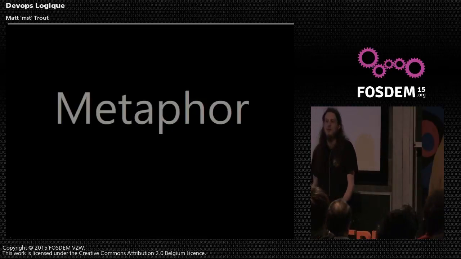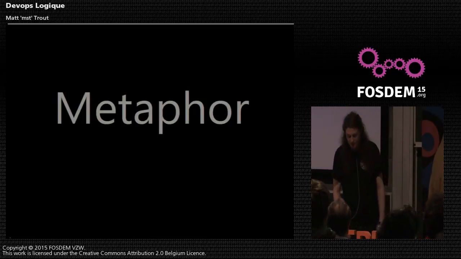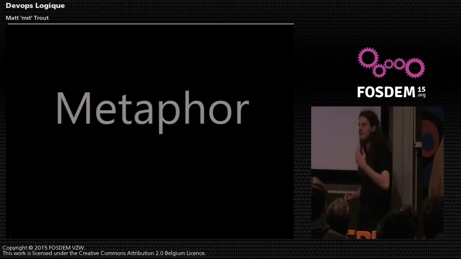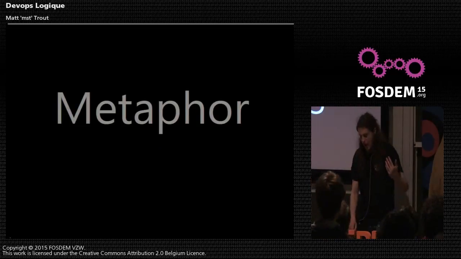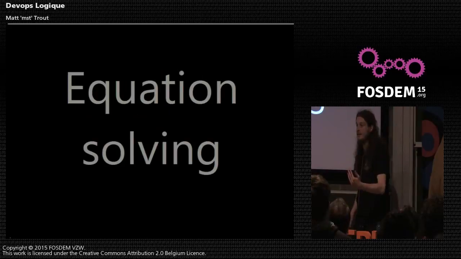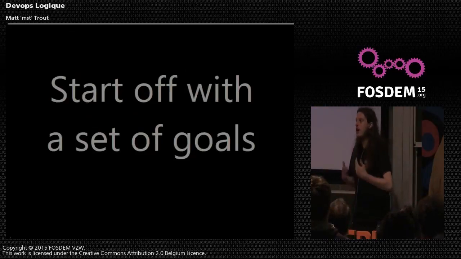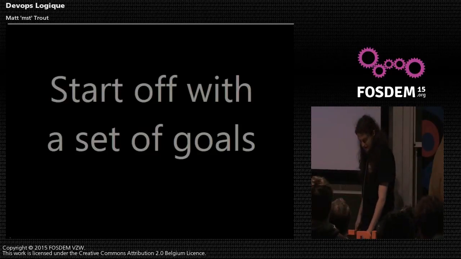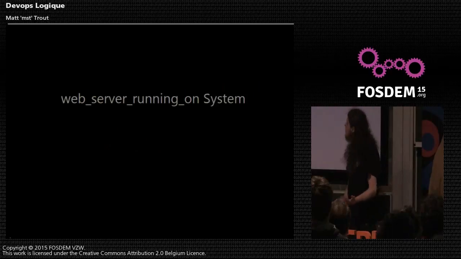Okay, this may be influenced by my having a pure maths background, but my thought was, what if I try and do configuration management around a metaphor of equation solving? So you start off with a set of goals. This is very much stolen from Prolog. So you might have a goal like web server running on system. If it's up and answering port 80, that's true. If it isn't, that's false.